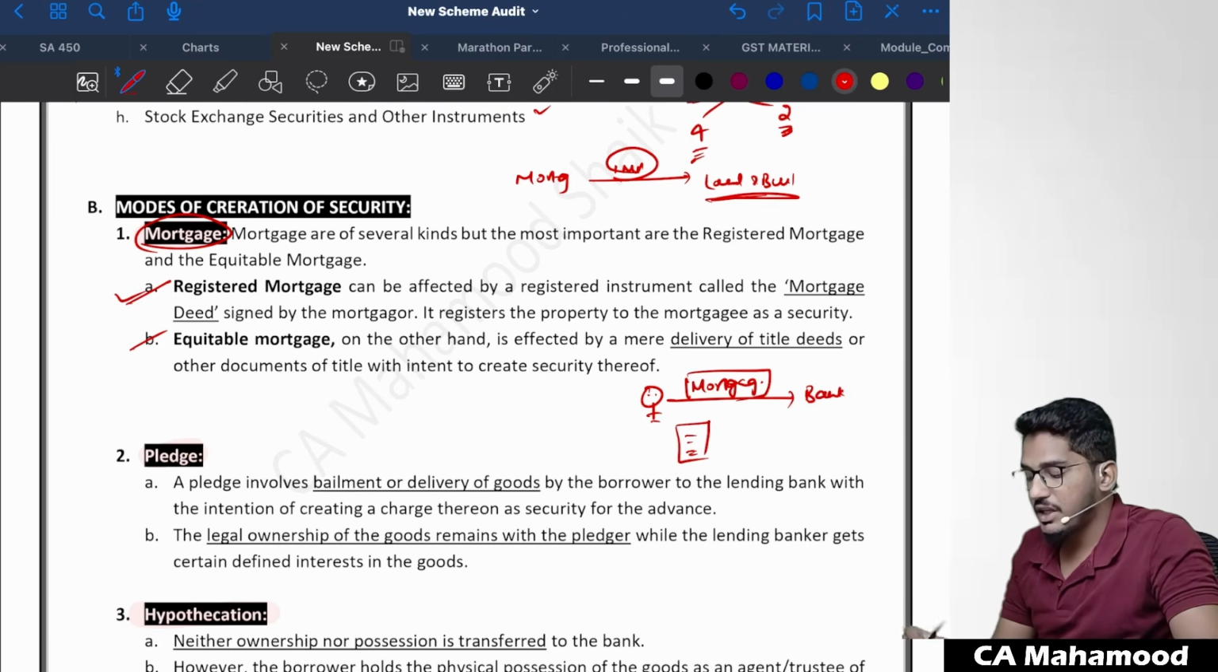There is another kind of mortgage where all this deed and such will not happen. So what I will do is, if I am the owner of the immovable property, the original documents of the immovable property will be there.